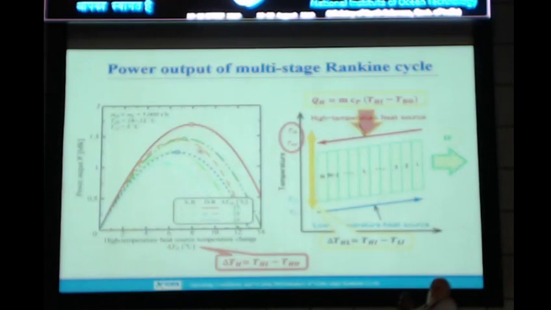Theoretically, we analyzed the power output of the multi-stage Rankine cycle. This is a single stage. So we can increase the output by 20% to 50%.